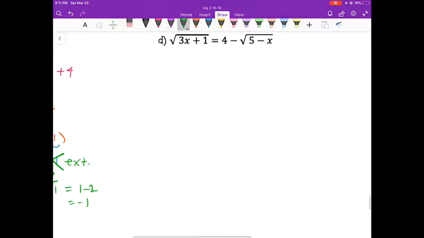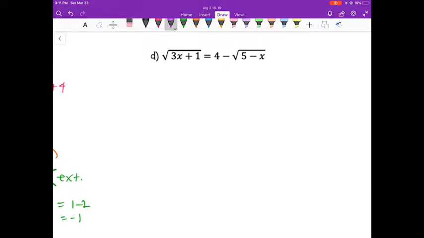Last problem, example D, I need to start by squaring both sides. Now, normally we like to isolate radicals. I won't be able to, though, so I'm just not going to bother. So I square both sides, and again, when I square the right-hand side, that's going to involve multiplying by itself. So I have 3x plus 1 on the left. Not bad.